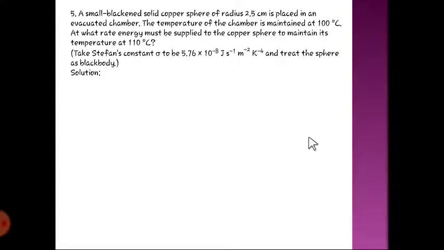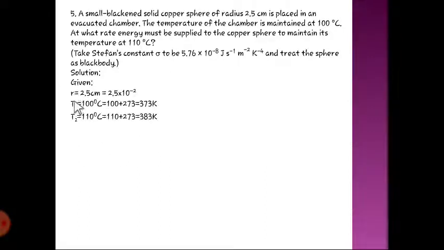All right, so R is given as 2.5 centimeter, convert it into meter. T1 is given as 100 degrees Celsius, T2 is given as 110 degrees Celsius. I have converted them into Kelvin by adding 273 to both of them. Then what to find? dq by dt. The formula for dq by dt is sigma A (T2 raised to 4 minus T1 raised to 4).